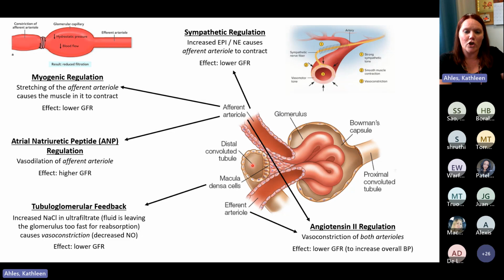do is change the amount of nitric oxide that is present or being released to the afferent arteriole. As that goes down, this afferent arteriole actually contracts. Again, it's a contraction. So as we make this smaller, the amount of fluid that's going to the glomerulus goes down, the rate of filtration goes down, hopefully to allow us to catch up and reabsorb everything we need.